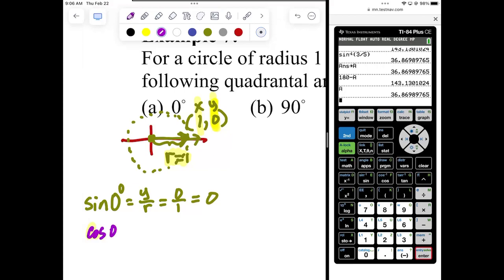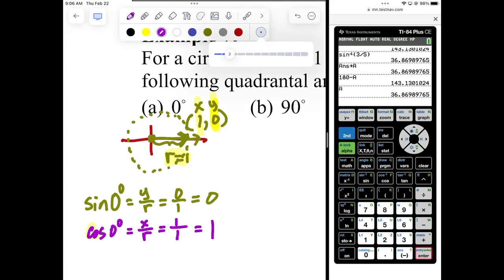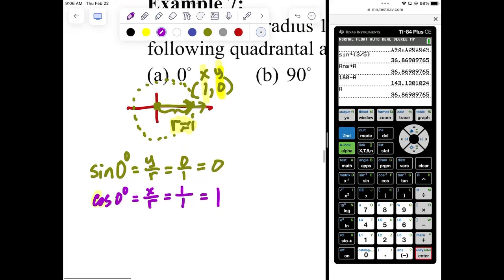What would cosine of 0 be? Oh, yeah. What's cosine of 0? Well, cosine is x over r. So the x-coordinate is 1. The r-coordinate is 1. What's 1 over 1? 1. Guess what cosine of 0 always is, always will be? 1. Never not 1. Cosine of 0 degrees is always 1.